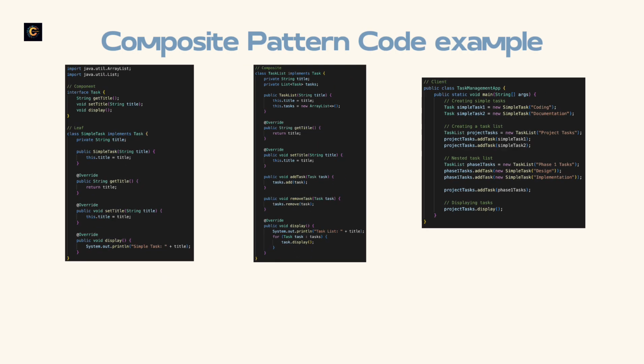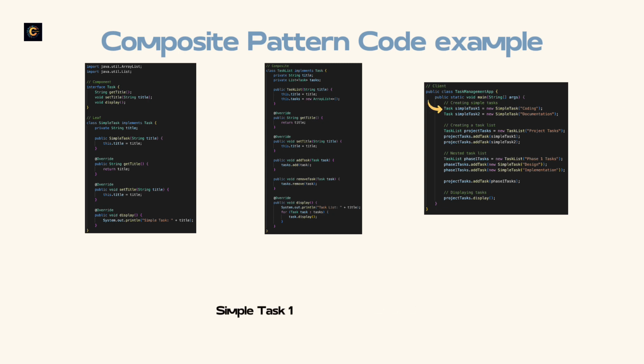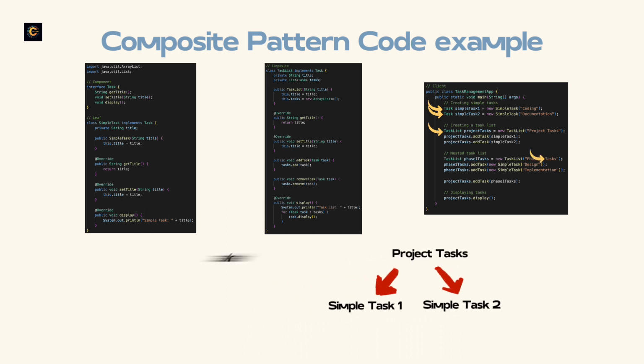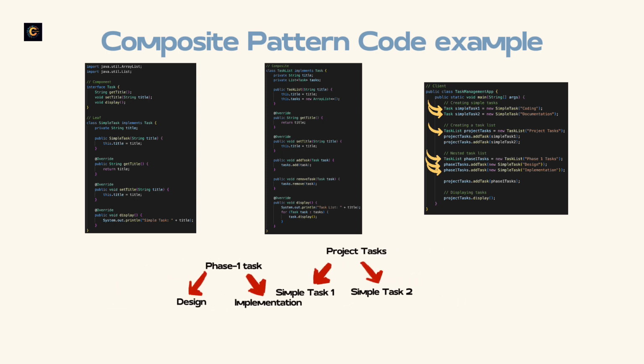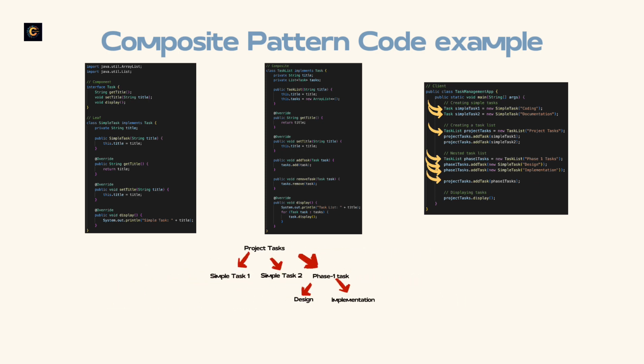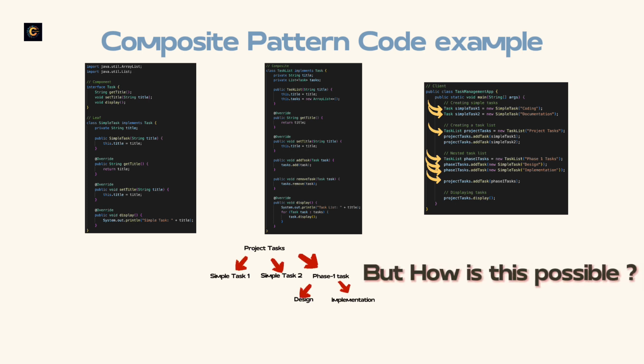There are two simple tasks, simple task 1 and simple task 2. Now, there is a task list, project tasks, in which there is an addition of simple task 1 and simple task 2. Now, just like a task list project tasks, we have a phase 1 tasks within which we have two simple tasks. Now, we have added phase 1 tasks into project tasks. But the question is, how is this possible? It got possible due to composite pattern only.